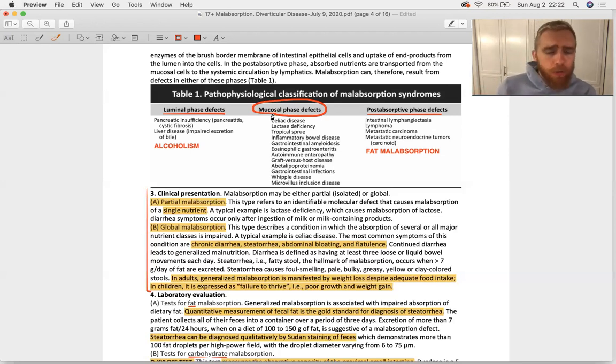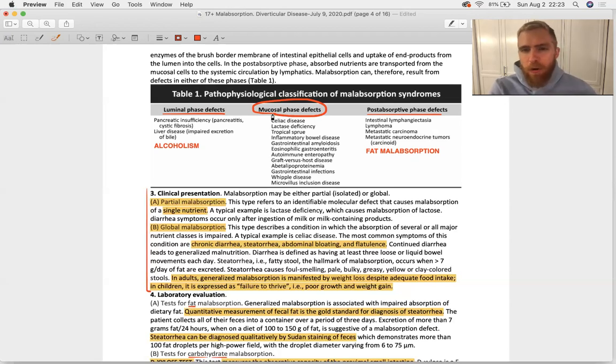So what you need to know about luminal phase defects is that alcoholism is a very common predisposing factor to liver injury and to pancreatic injury. So that's the biggest possible pathology in my mind that could get tested on this upcoming exam. Post-absorptive phase defects, you take a look at all these. Intestinal lymphangiectasia is going to be like a vascular lymphatic malformation leading to reduced flow through the lymphatic system. Lymphoma, metastatic carcinoma, and metastatic neuroendocrine tumors.